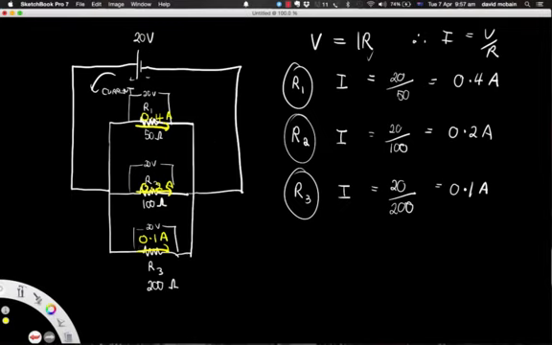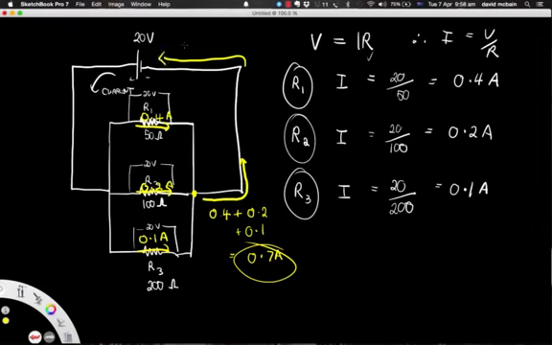Now, all these currents recombine at this point, which means the current now going back into the battery will be those three currents recombined. So that will be 0.4 plus 0.2 plus 0.1. So that will actually equal 0.7 amps. So this is telling us that the current going back into the battery is actually 0.7 amps, which must be the current coming out of the battery as well.